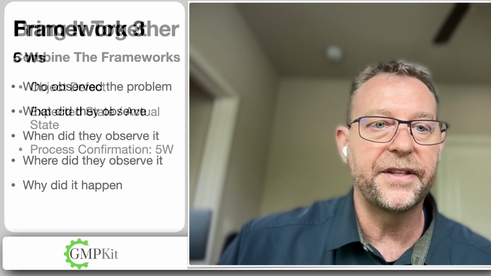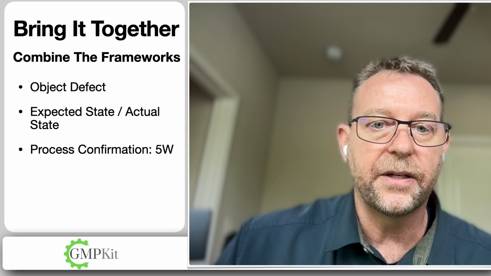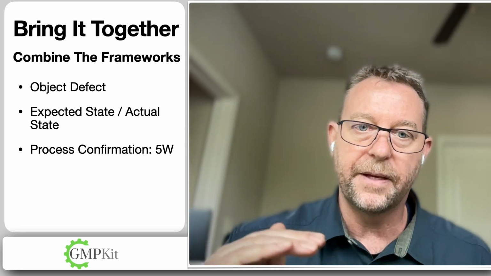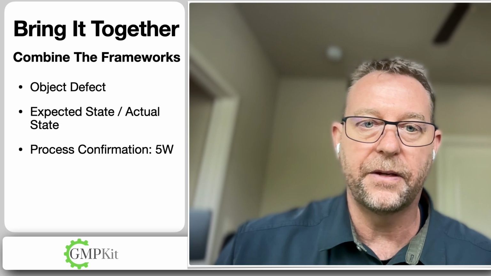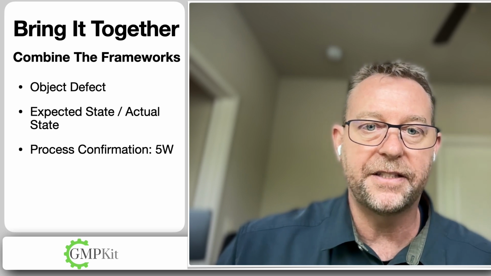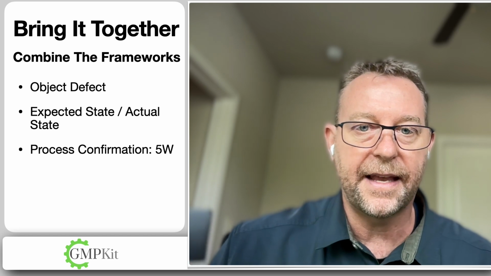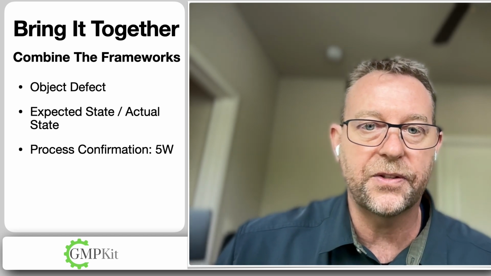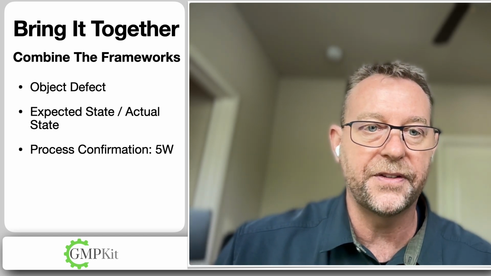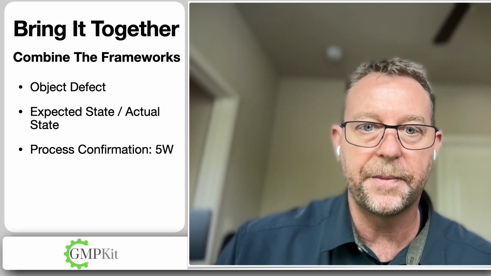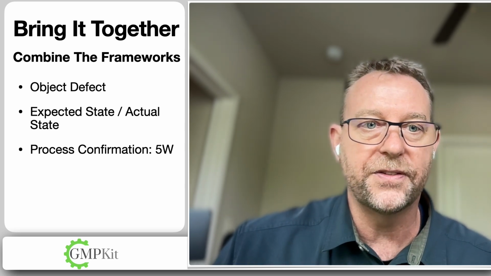All right, now let's bring this all together. So basically, what we're doing here is we're taking 3 frameworks and we're bringing them into one problem statement formula. We're using object defect, the thing and the thing that's broken about the thing, the expected state and the actual state. We're going to contrast those two and make it really clear what the difference is. And then we're going to do a little confirmation, and we're going to run through the 5 W's to make sure that all the information's there.